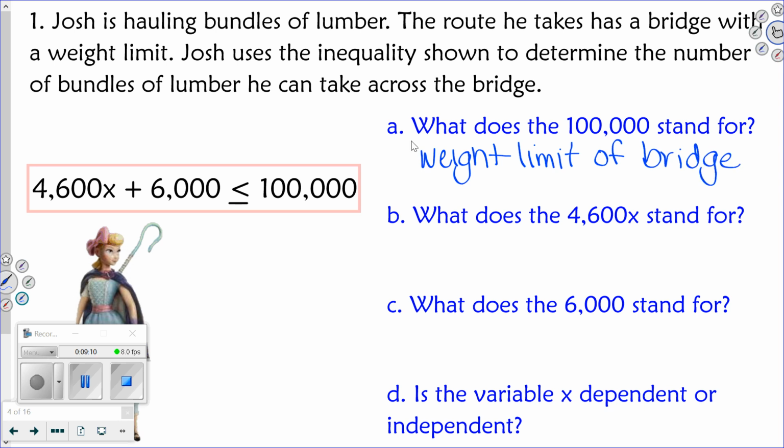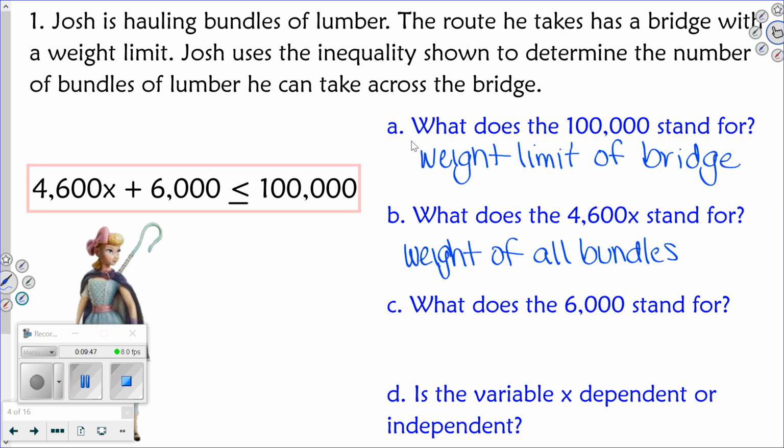And you will have questions like this on your test this week, where I just give you the equation, a story problem, and I ask you, what do all these things stand for? What? You like these? Good. What does the 4,600x stand for? Mackenzie? Good. So that's going to stand for the weight of all the bundles. How much does each bundle weigh? Each bundle weighs 4,600 pounds. Good. What does the 6,000 stand for?